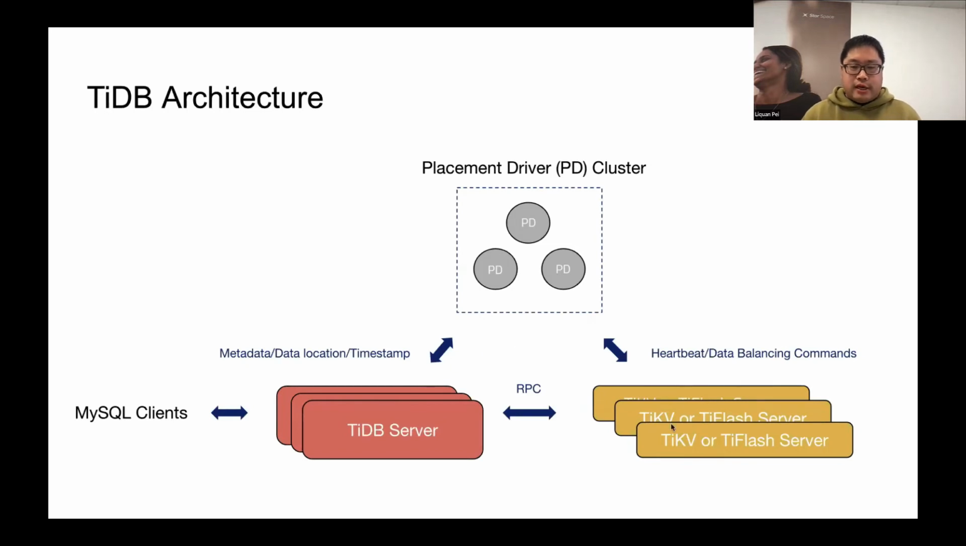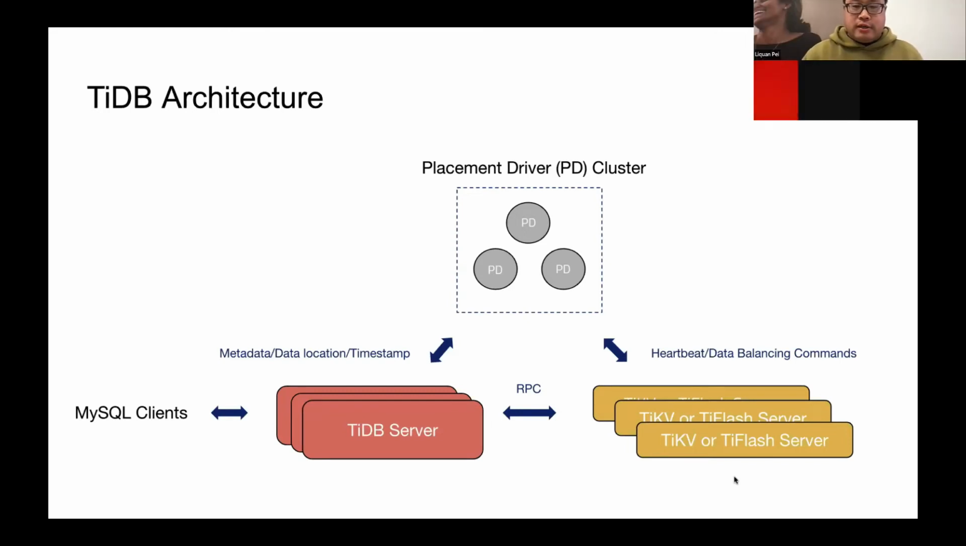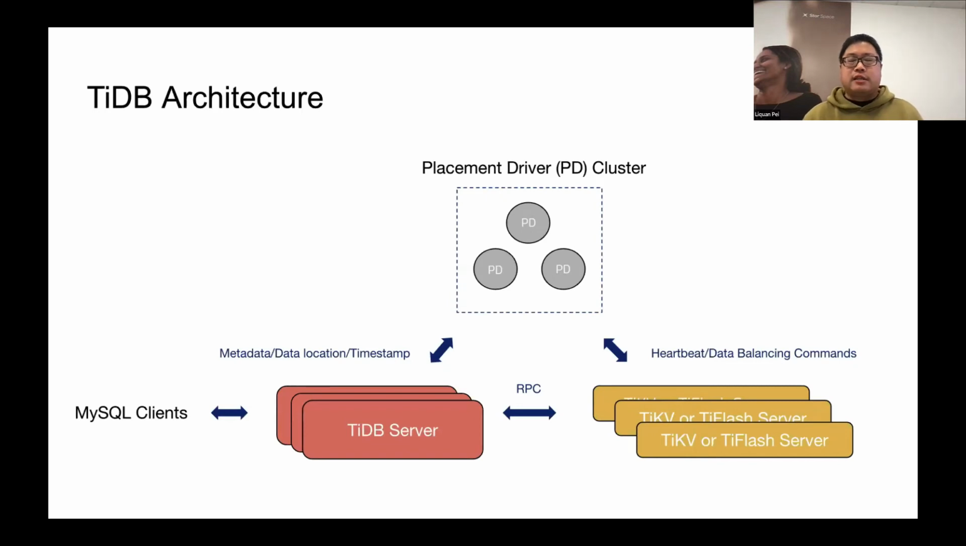And on the storage side, we have two types of storage. One is the row store, which we call TiKV, and the other is the column store, which we call TiFlash. The data in the row store and the data in the column store are kept in sync, and they are strongly consistent during read time. I will explain a little bit more in the following slides.